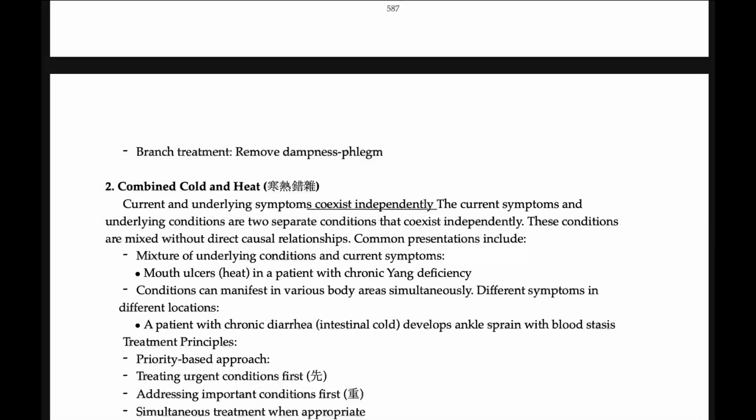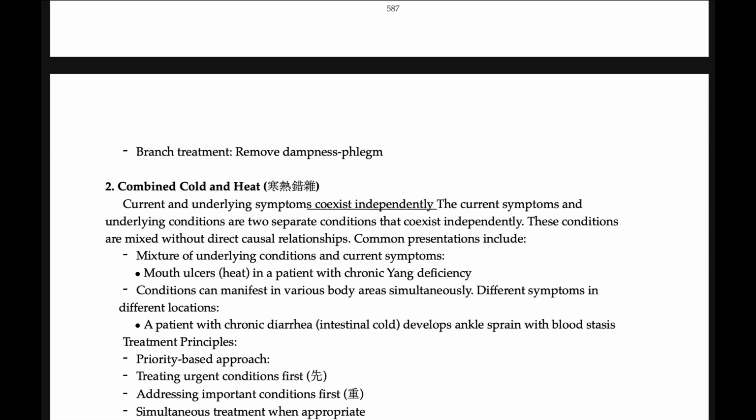2. Combined cold and heat, where current and underlying symptoms coexist independently. The current symptoms and underlying conditions are two separate conditions that coexist without direct causal relationships. Main characteristics: mixture of underlying conditions and current symptoms, e.g. mouth ulcers, heat in a patient with chronic yang deficiency. Different symptoms in different locations, e.g. chronic diarrhea, intestinal cold, with an ankle sprain causing blood stasis.